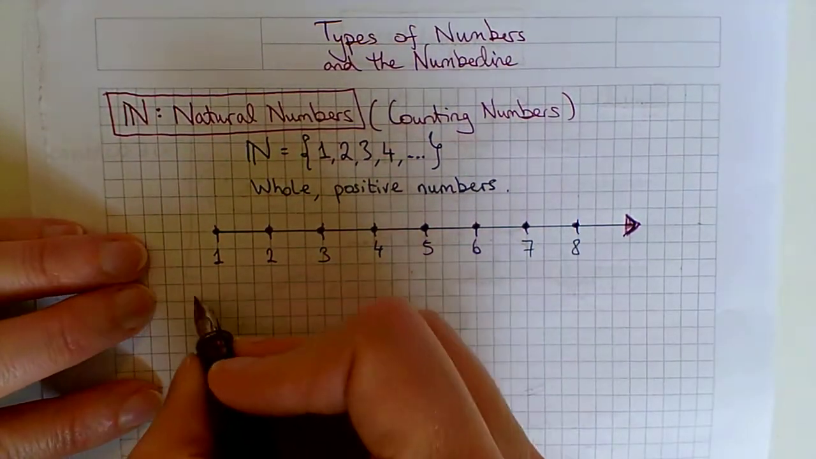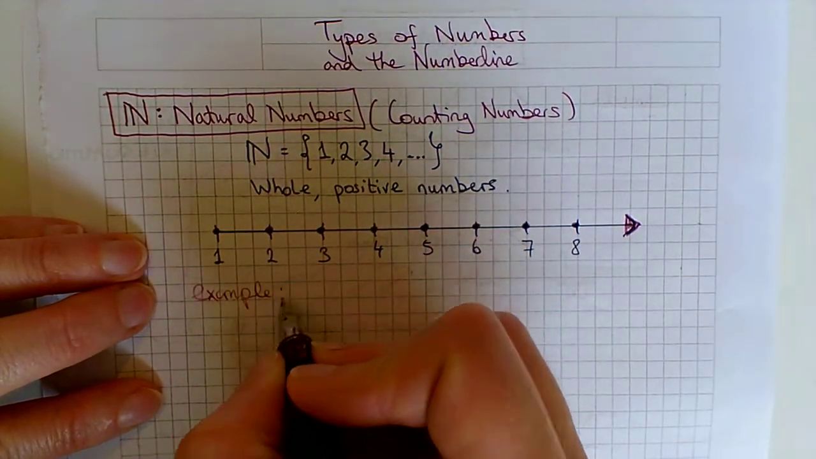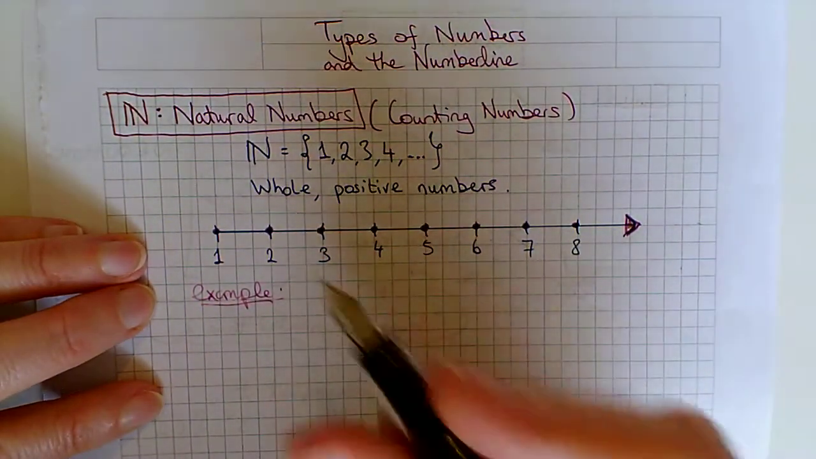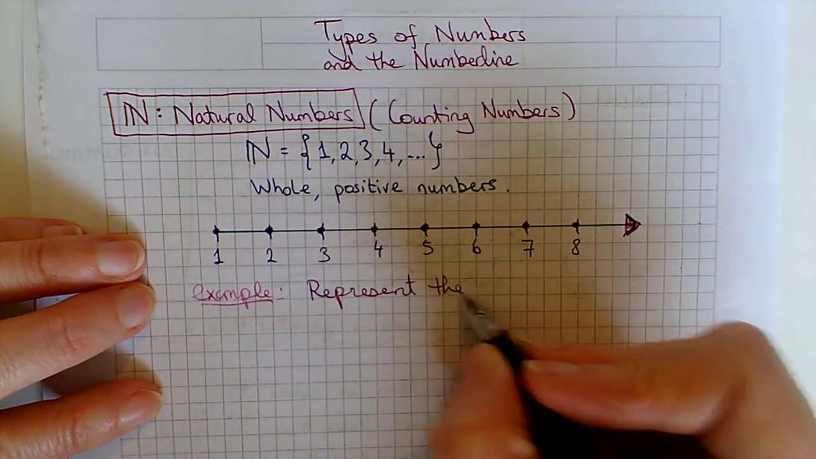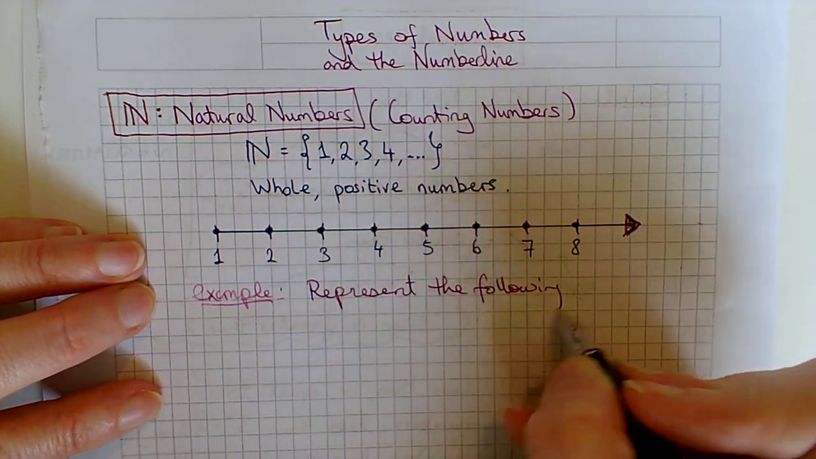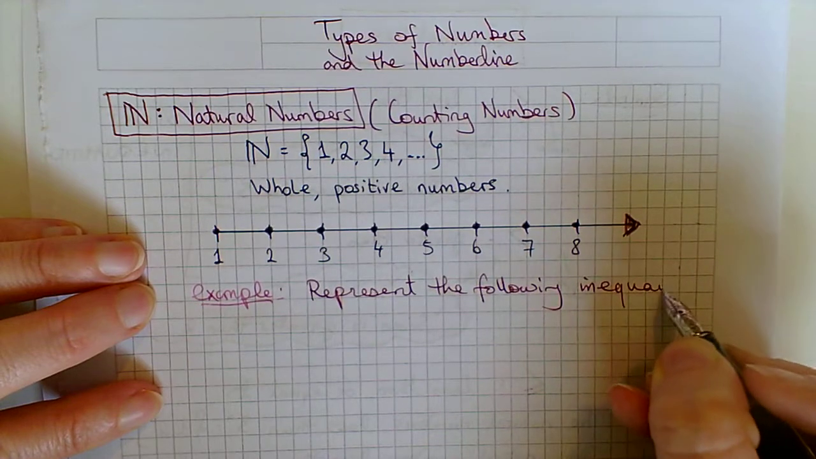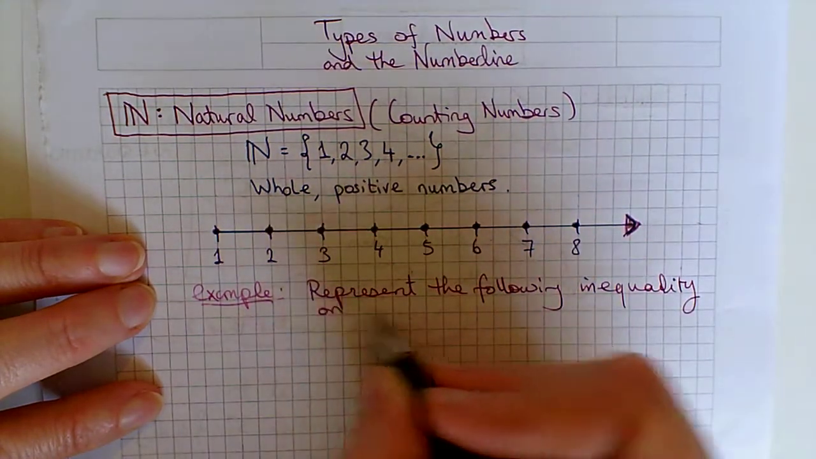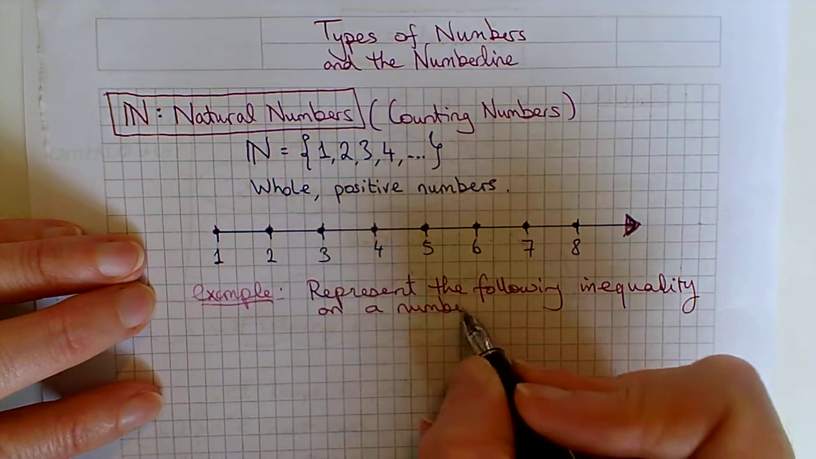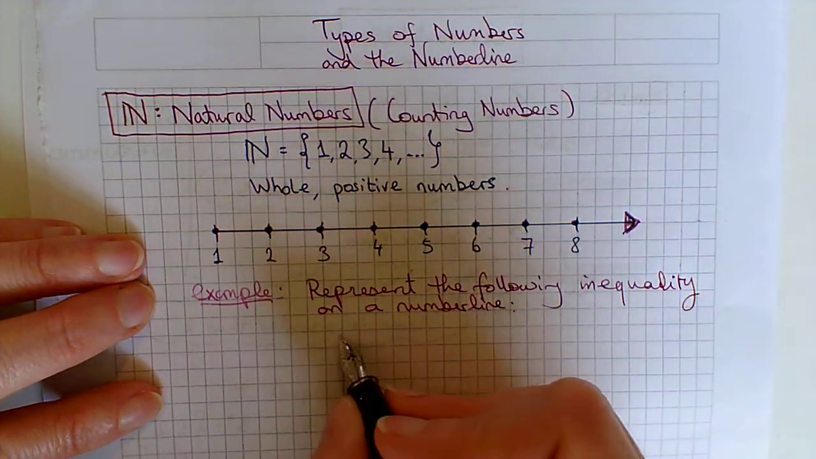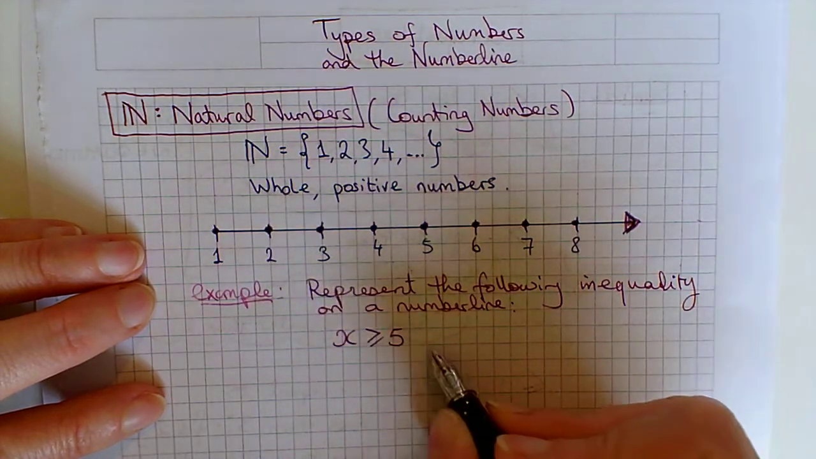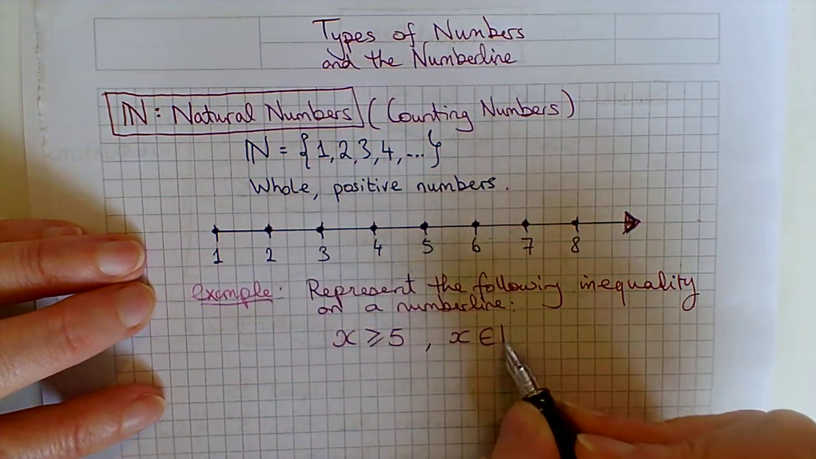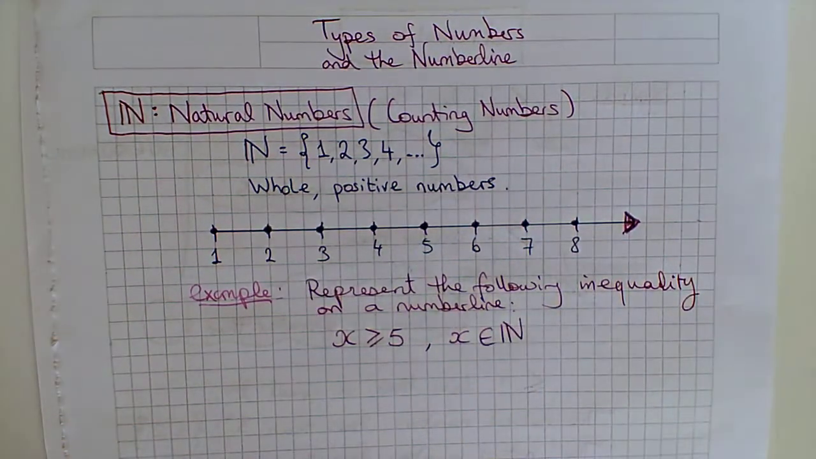So if we want to have an example here, we might say, represent the following inequality on a number line. And it looks like this. X greater than or equal to 5, and X is a natural number. Remember this symbol from sets? It means an element of.